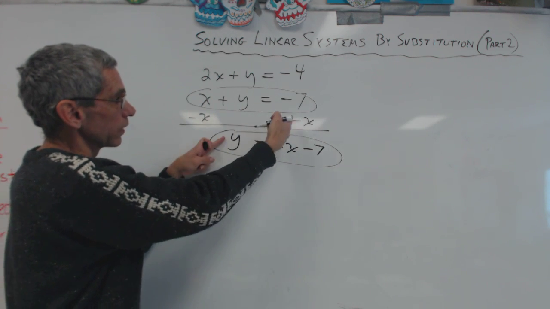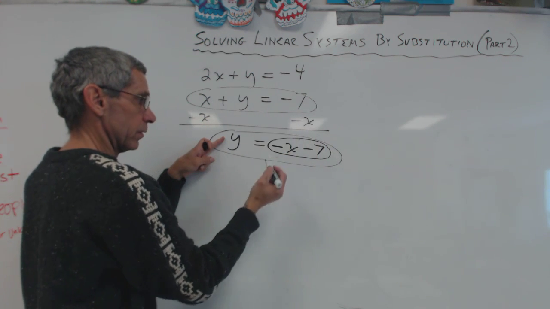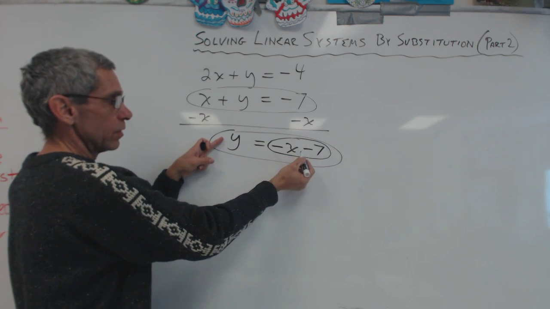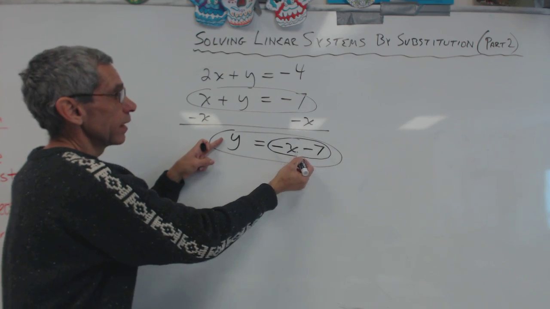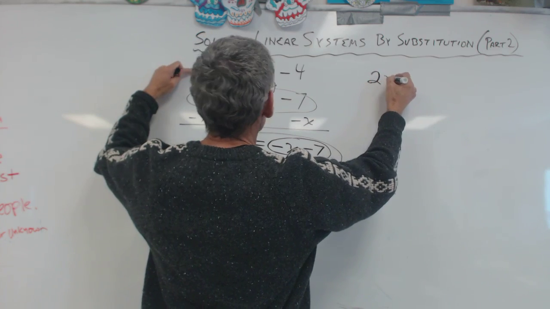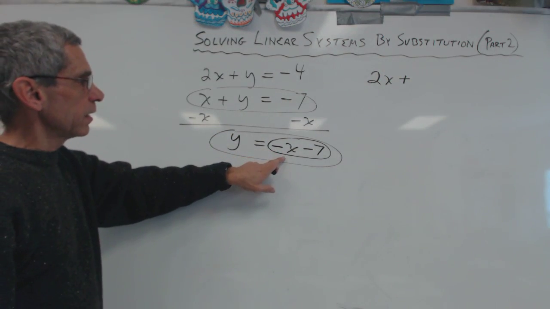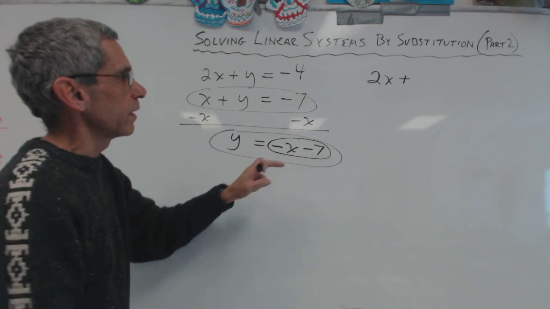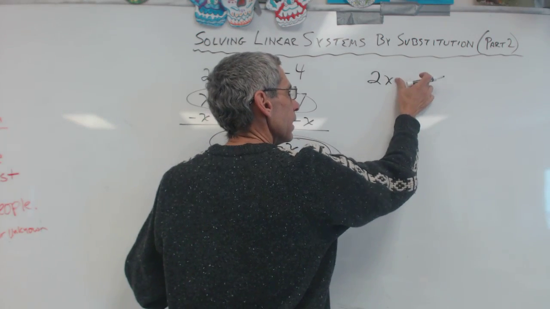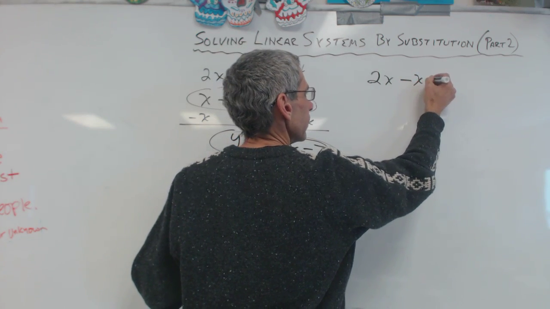It's just that I've manipulated it a little bit. So I'm gonna circle what y equals. And then I'm gonna rewrite my first equation, 2x plus, now this is what I have, y is negative x minus 7. Actually, maybe I don't need the plus. I could just say negative x minus 7.